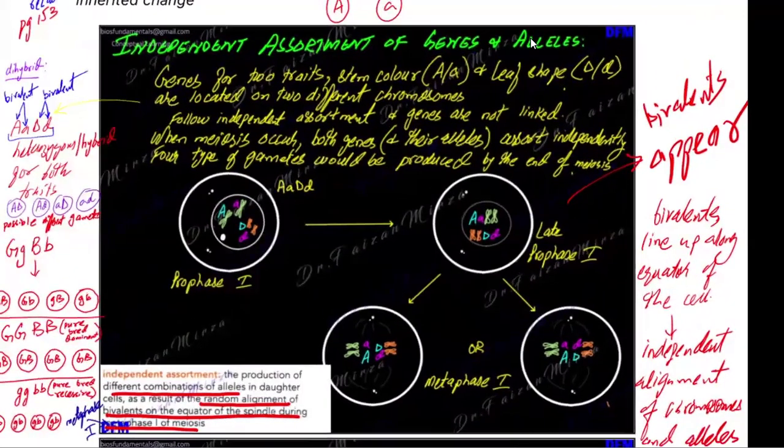The discussion that I'm about to have starts here: independent assortment of genes and alleles. What do you mean by independent assortment of genes and alleles? We have discussed this in detail in my video regarding meiosis, how independent assortment of alleles and genes occurs.